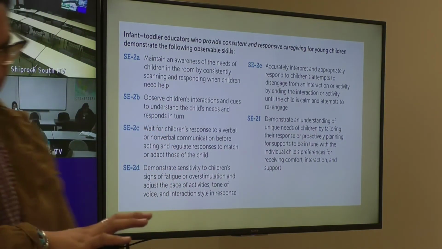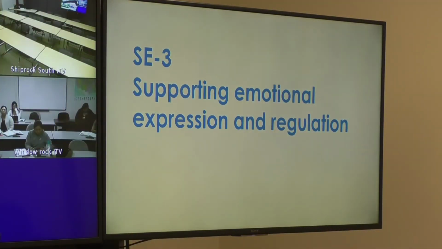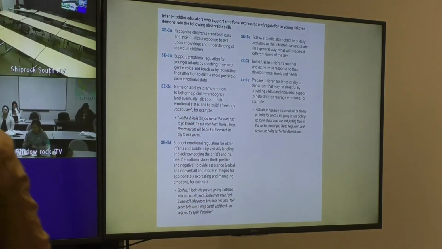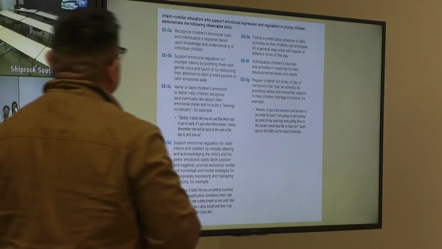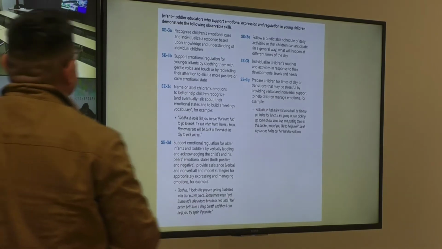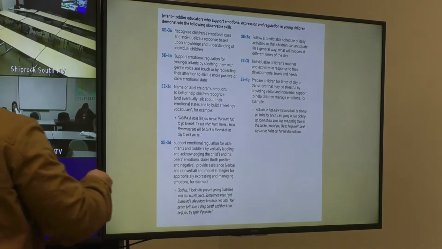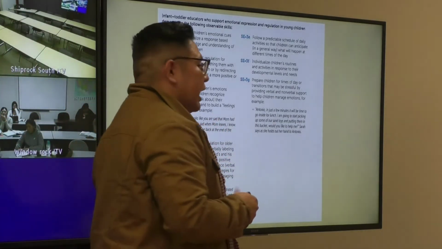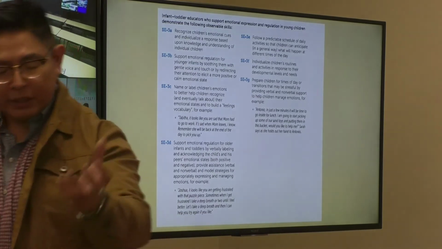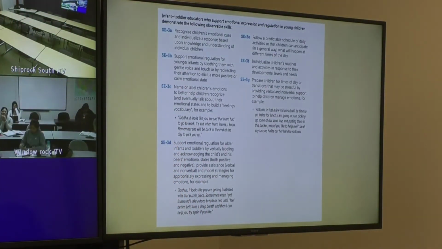So when you're talking to a little one, you're trying to make sure you tailor to their specific needs. Within that, you have supporting emotional expression and regulation. The first one, recognize children's emotional cues. Support emotional regulation. And number 3, by soothing them with a gentle voice. Number 3C, name or label children's emotions to better help recognize and eventually talk about their emotional states to build a feeling vocabulary. As they're going along, you're trying to allow them to develop that. The child is able to say, yes, I feel sad. I feel scared. I feel angry.